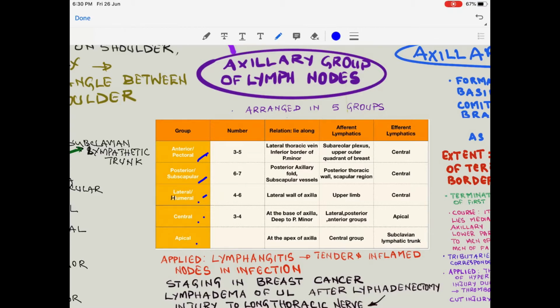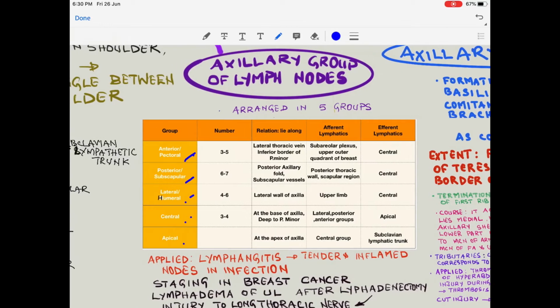Now the anterior or the pectoral group, it is 3 to 5 in number and it lies along the lateral thoracic vein as well as the inferior border of pectoralis minor muscle. The afferents are coming from the subareolar plexus, that is under the nipple and areolar region, areola of breast and upper outer quadrant of breast. The efferent lymphatics are going to the central group of nodes.